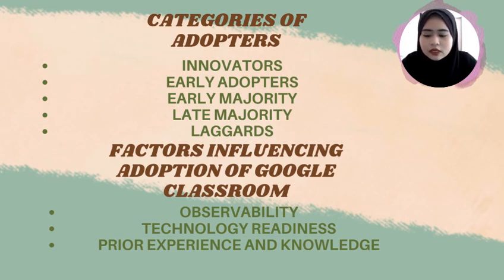First, we have innovators. Innovators are the first group to try new technology, often risk takers. Second, we have early adopters. Early adopters are influential users who quietly adopt innovation and encourage others. Third, we have the early majority. The early majority are users who adopt after observing the benefits from early adopters. Fourth, we have the late majority. The late majority are users who adopt after the majority has already done so, often due to social pressure or necessity. Lastly, laggards. Laggards are the last group to adopt, often resistant to change.